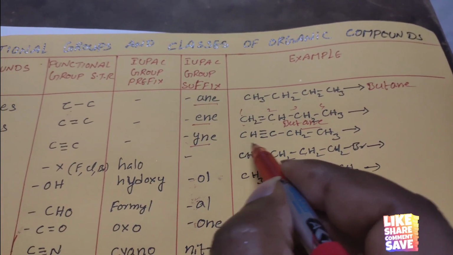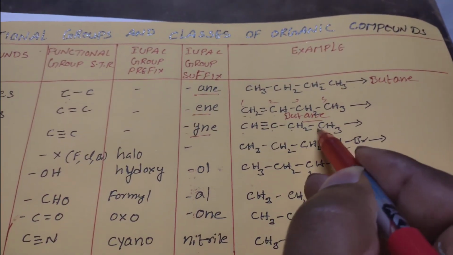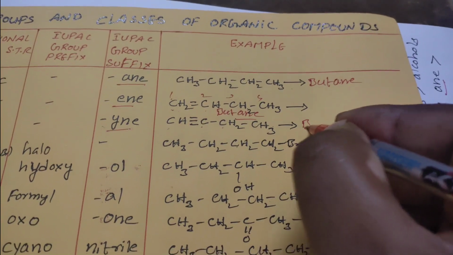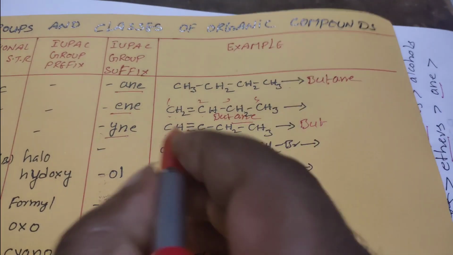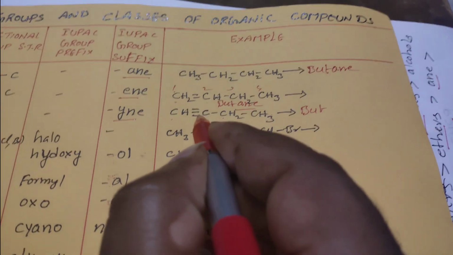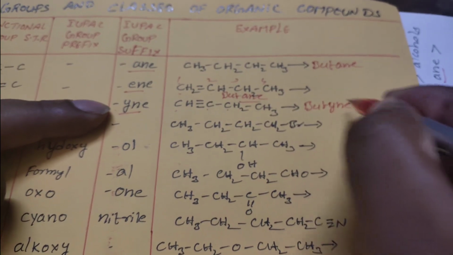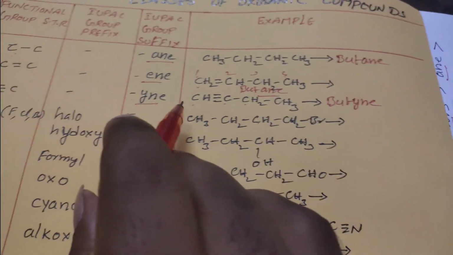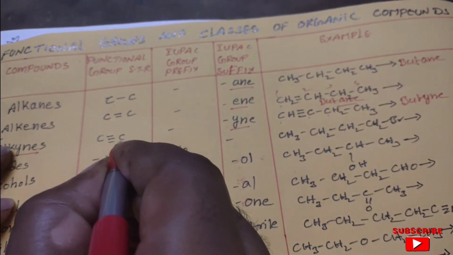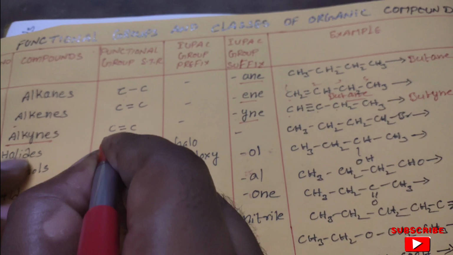Here the total number of carbons present in the given structure is 1 2 3 4. The root word is but. And between the carbon and carbon there is a triple bond, so the suffix I am writing as -yne, butyne. Okay students, alkyne means between the carbon and carbon there may be a triple bond, that is the functional group structure of alkyne.